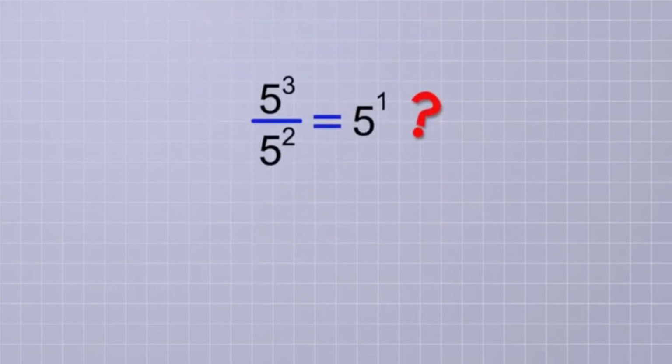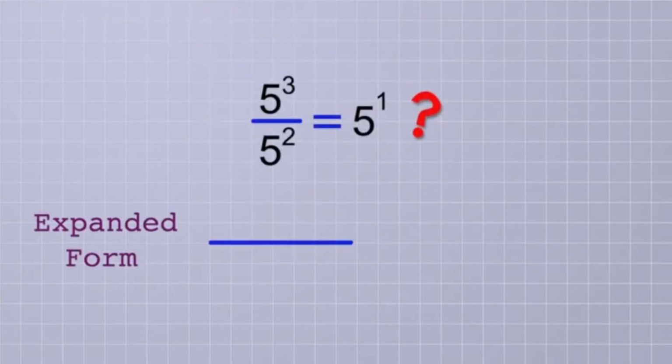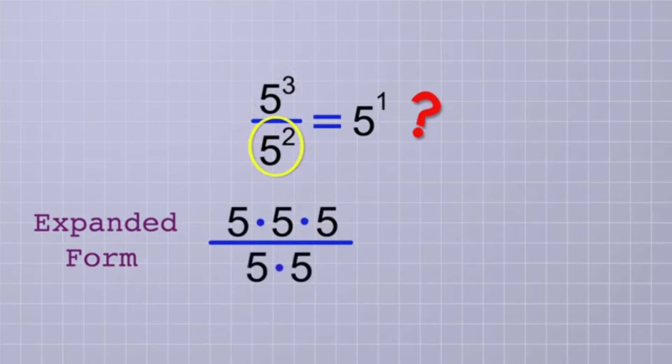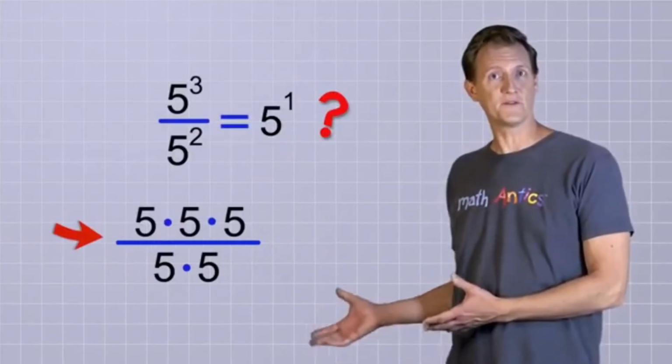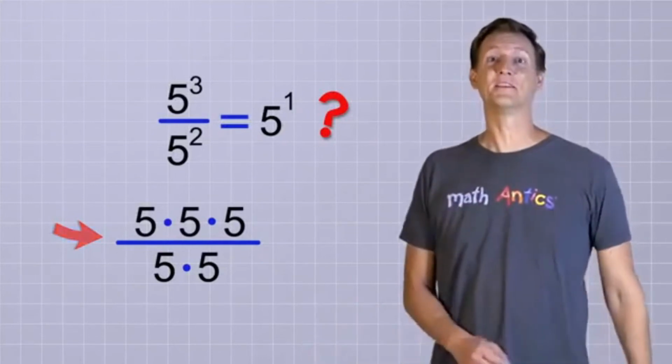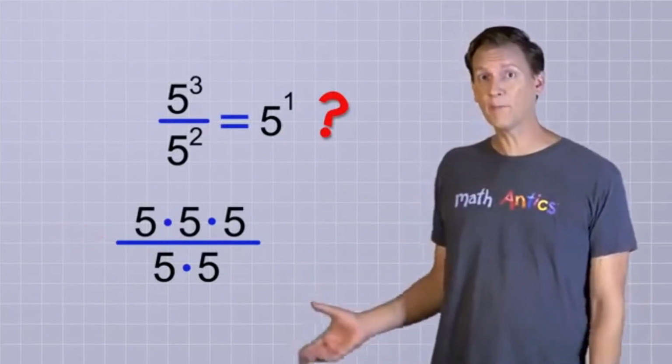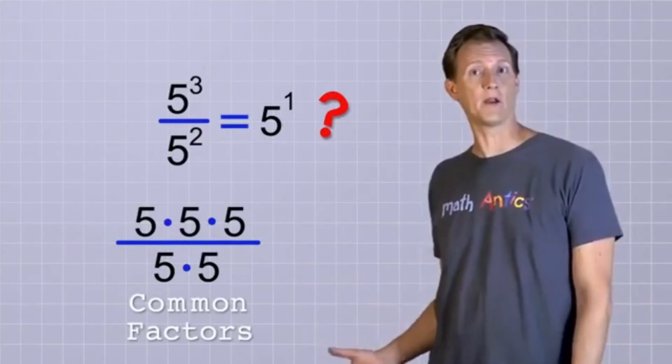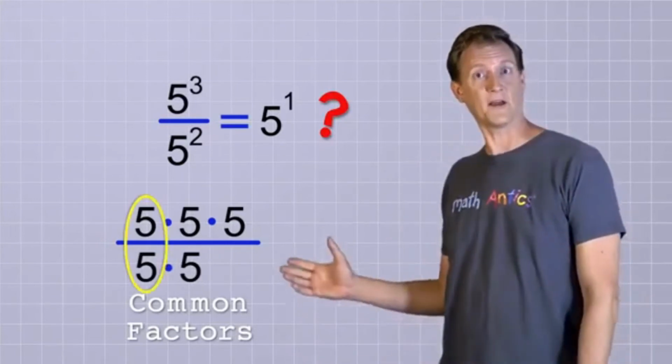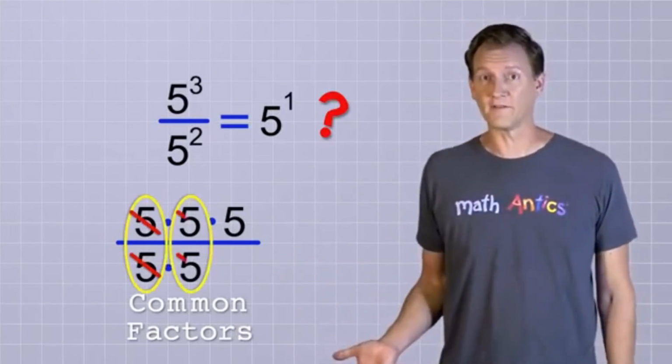To see, let's write the expression out in expanded form. On the top of our division problem, we have 5 to the third, which is 5 times 5 times 5. And on the bottom, we have 5 to the second, which is 5 times 5. Does this look like something you've seen while simplifying fractions? Yep, since all the bases are the same, they form pairs of common factors on the top and bottom that can be canceled out. This 5 over 5 cancels, and this 5 over 5 cancels.